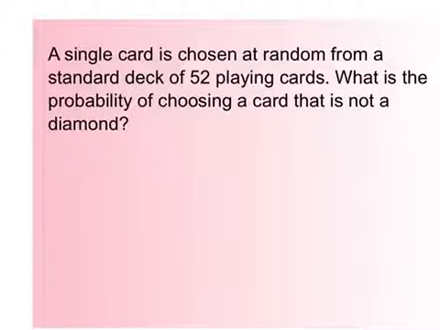This is our last example here. I want you to go ahead and try this one on your own. Be careful, it's asking that the card is not a diamond. So find the probability that the card is not a diamond. Pause the video, try it on your own, come back and check your answer.